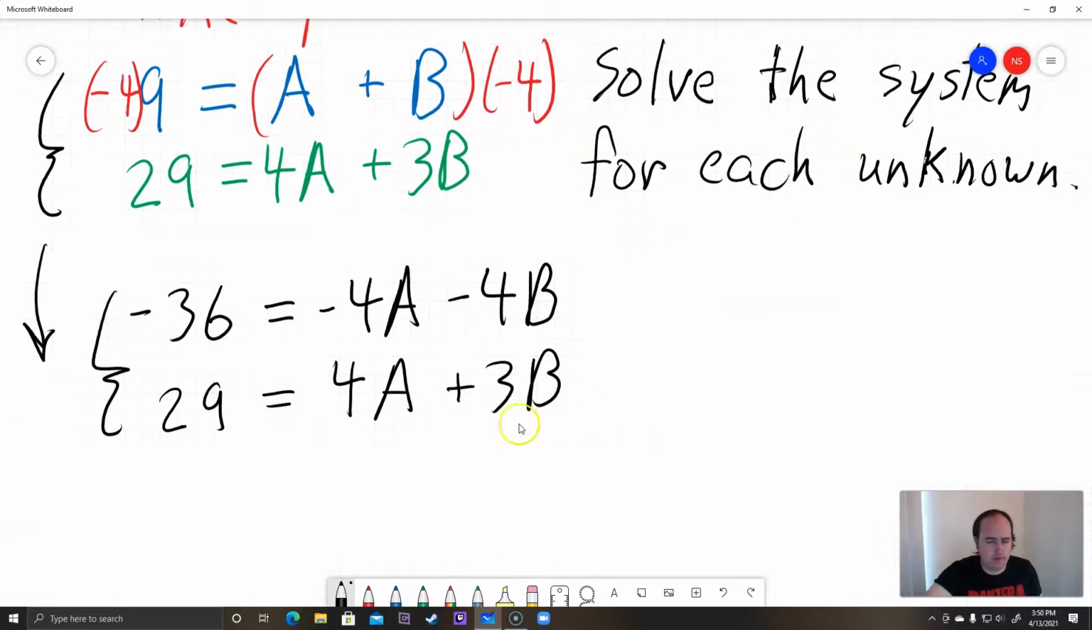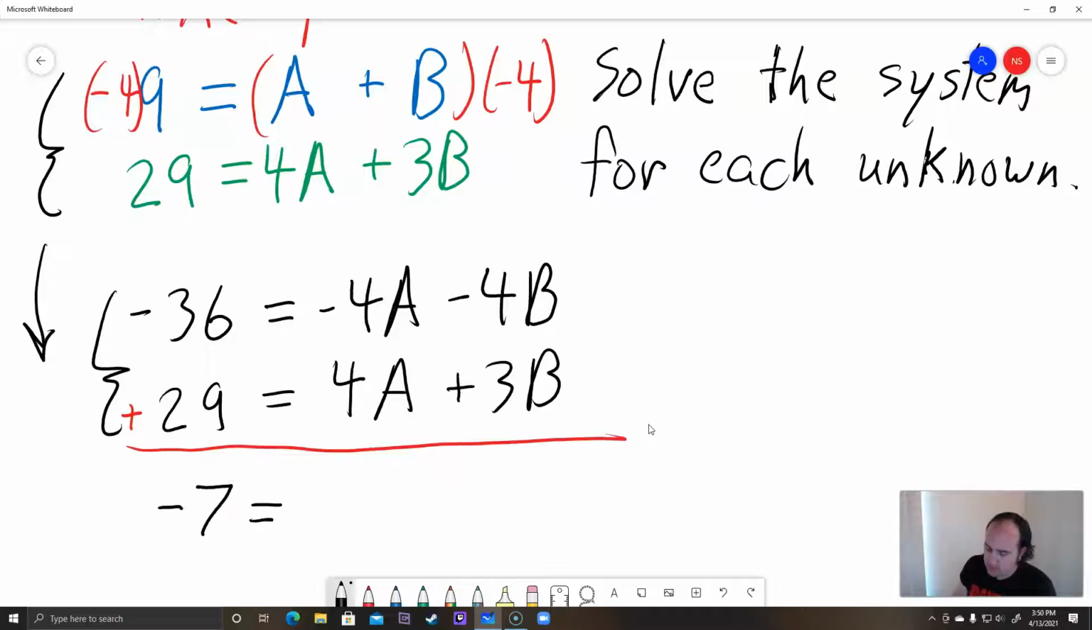Okay? So what we do now is we're doing the addition method. So now we're going to go ahead and add these two equations. And if we've done it correctly, one of the variables, or in this case, one of the unknowns, should cancel. So if I add vertically here, we get negative 36 plus 29, which is going to give us negative 7. And then on the right side, the negative 4a and the positive 4a cancel. And then negative 4b plus 3b gives us negative b.